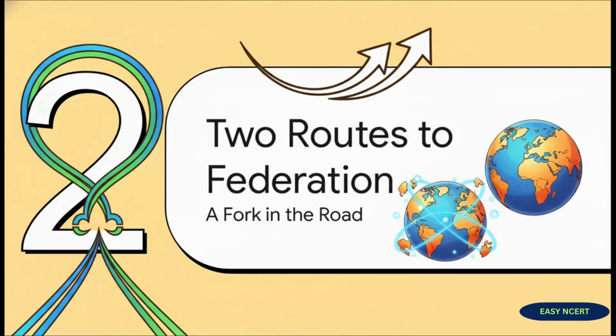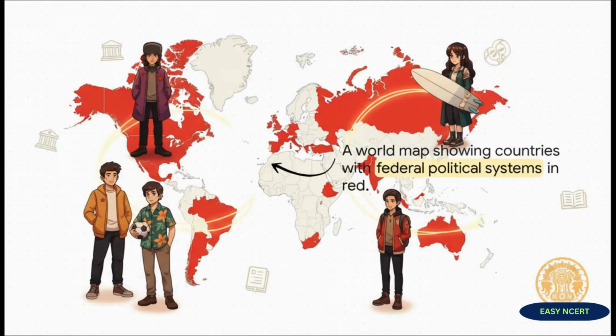All right, Section 2. So how do countries become federations in the first place? Well, it turns out there's a fork in the road. Two main paths that countries take, and which path they choose tells you a lot about where the power really lies. And just take a look at this map for a second.